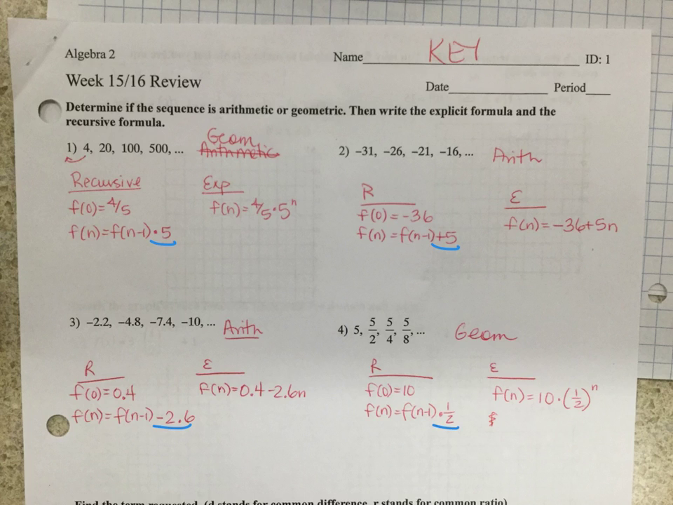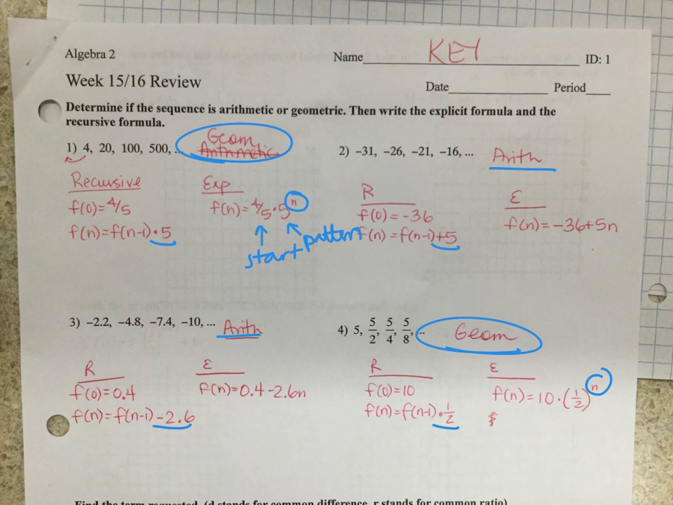If the pattern is multiplying, then we called it geometric. If you're adding or subtracting, that's where we got the arithmetic on numbers 2 and 3. And then the explicit formula is you always do your start and then your pattern. And remember, your variable goes with your pattern. If it's geometric, then your variable is an exponent. So in the two geometric ones, in 1 and in 3, you've got an exponent there.